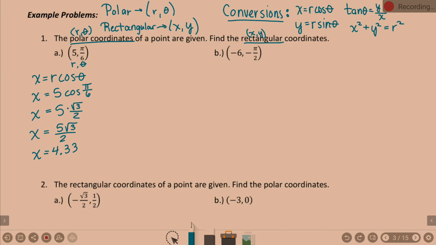Remind me at the end, I will check homework and see what form I have the homework answers in, because I don't remember off the top of my head. But both are good. I would probably say the 5 square root of 3 over 2 would be better. So that's my x coordinate.